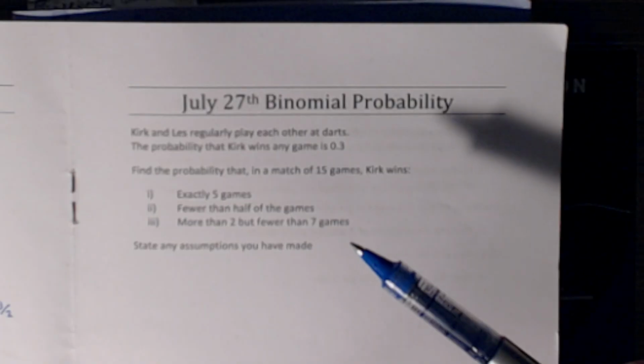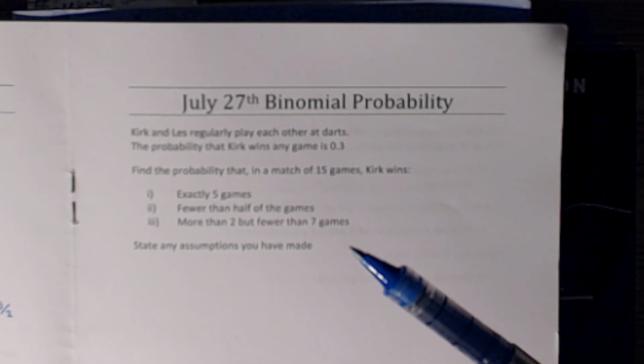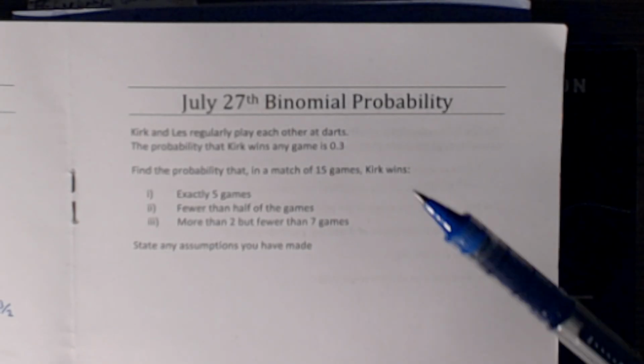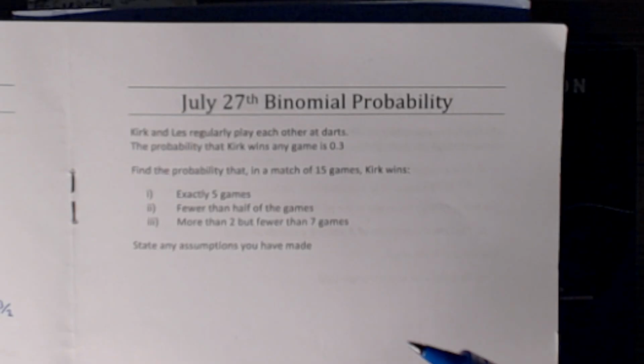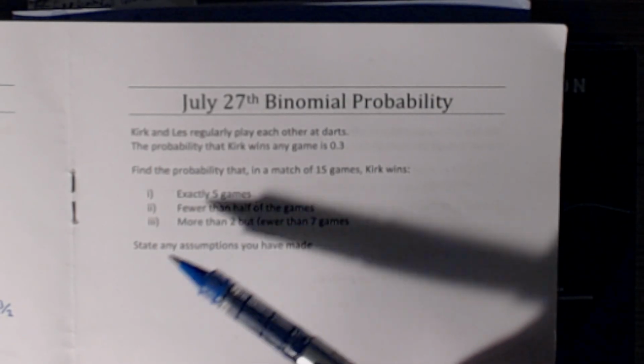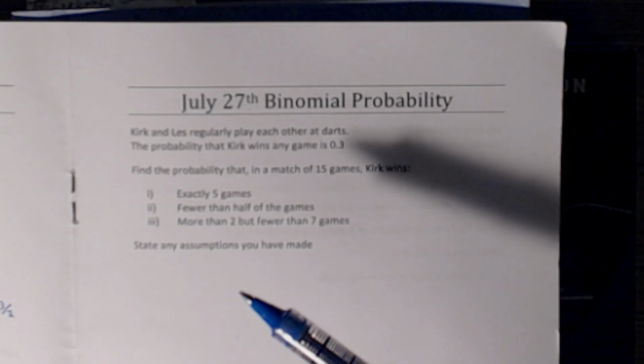Now, before we start this, we need to work out what type of distribution we're using. We have been told it's binomial here, and binomial is the only distribution we know so far, so it's probably going to be that. But let's just check that we can actually use it. That's what's being talked about by this assumptions section here.